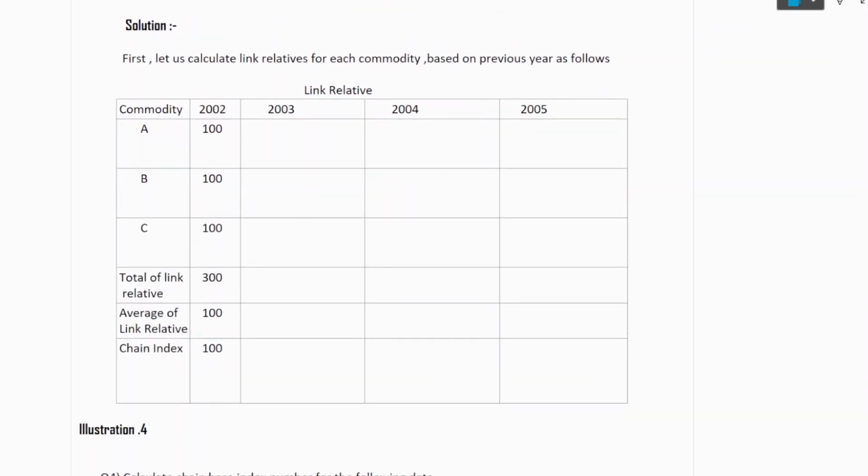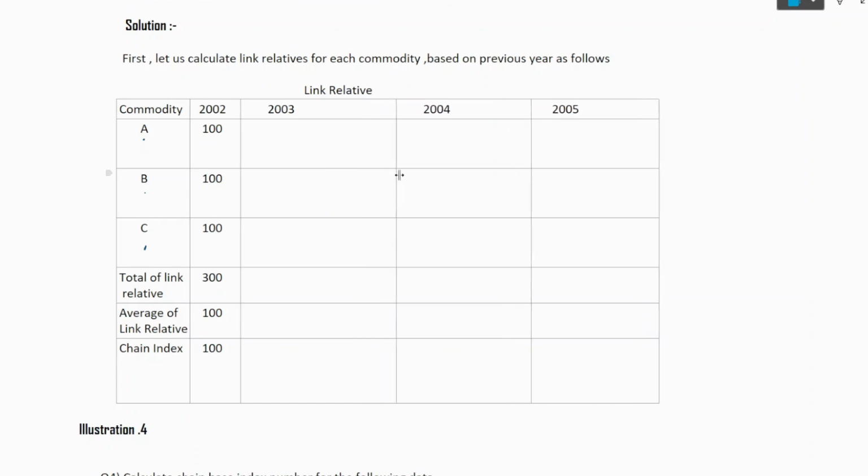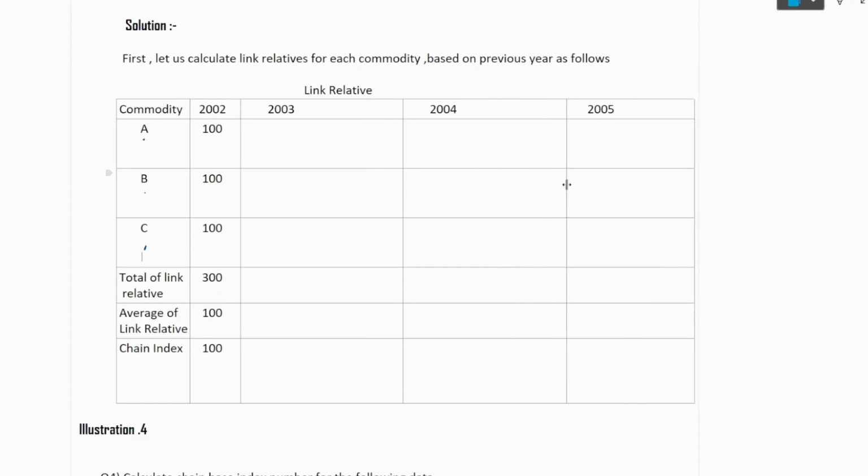Here first I will explain to you. There are 3 commodities, right? Here I have written commodities A, B and C, and on top 2002, 2003, 2004, 2005. On top are the years, that is, we are going to calculate the link relative first, then we are going to calculate the chain based index number. Make it a bigger column for your calculation because you are going to write the entire information here only.